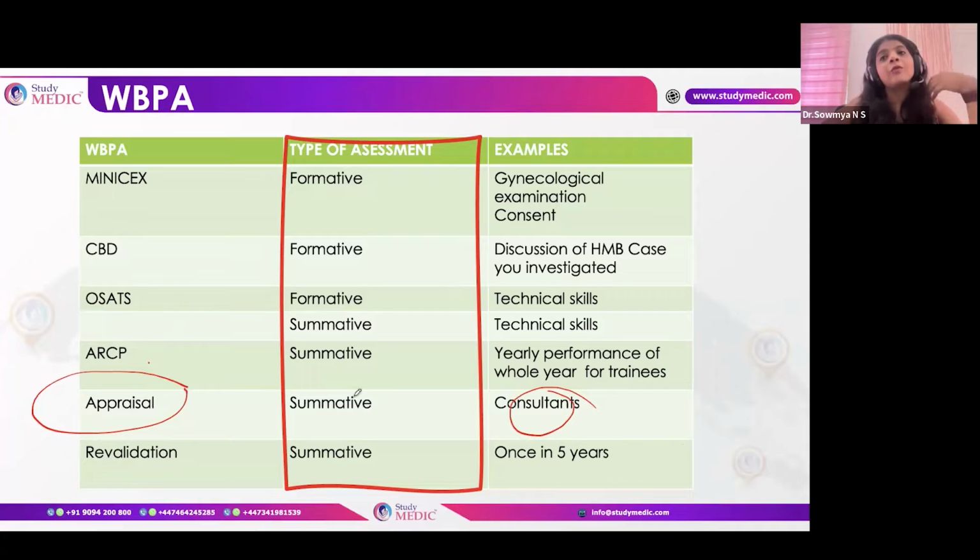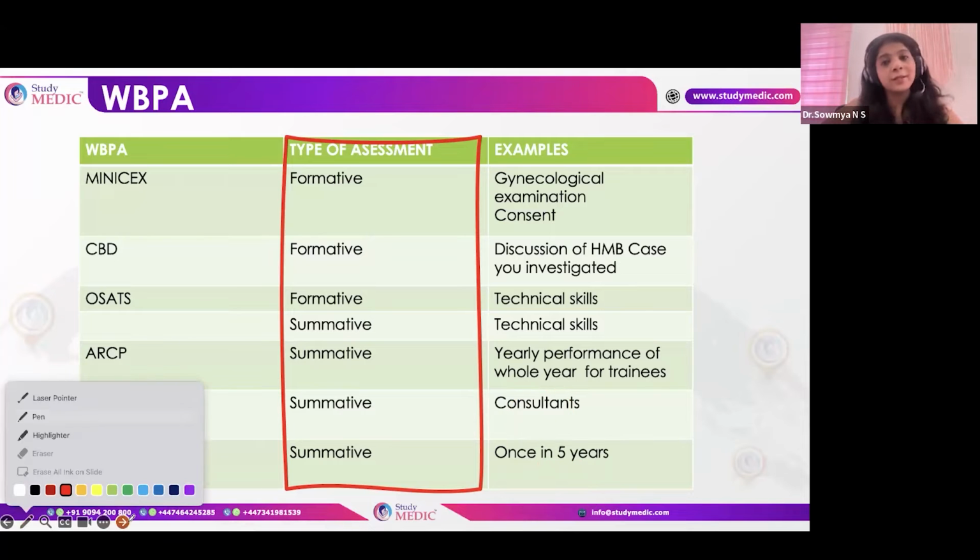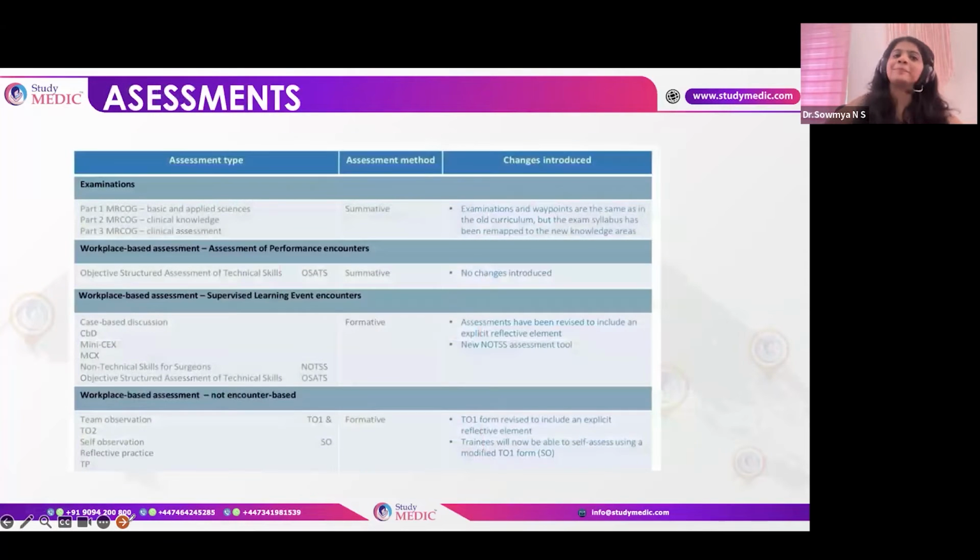And for the GMC, if you are already a General Medical Council registered doctor, you need to prove yourself that you are still fit to practice, which is revalidation, which happens once in 5 years. So revalidation is to show that you are still fit to practice medicine, and it happens once in 5 years. Okay. Hope this helps, and these are very important questions for your exam.